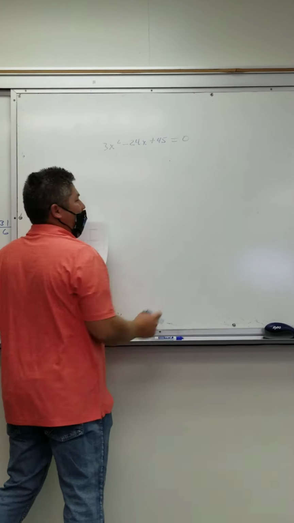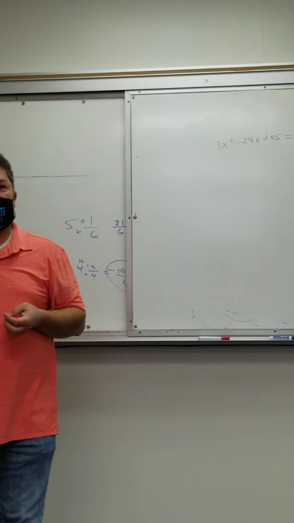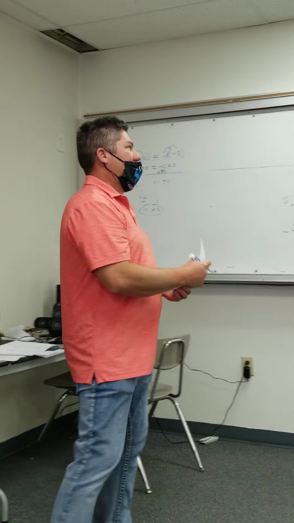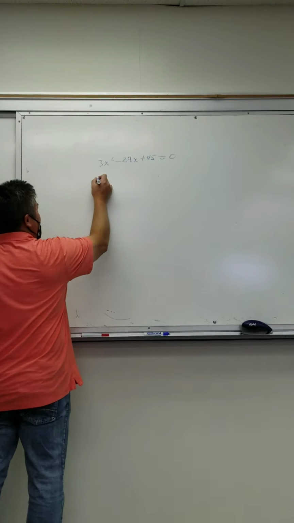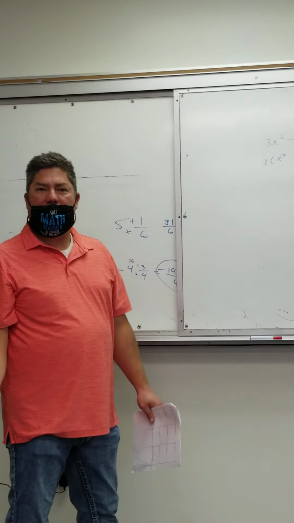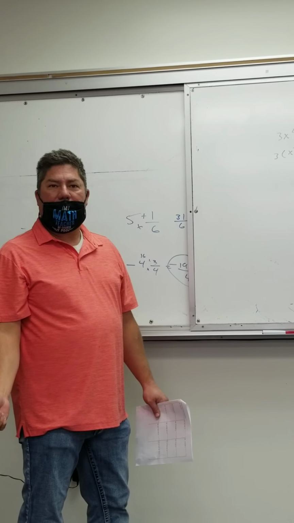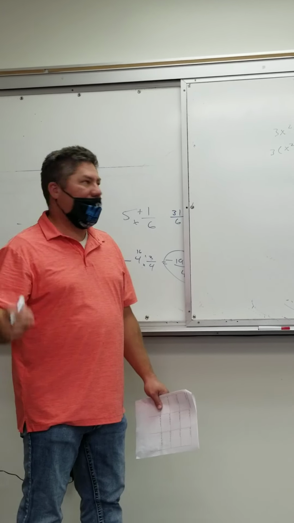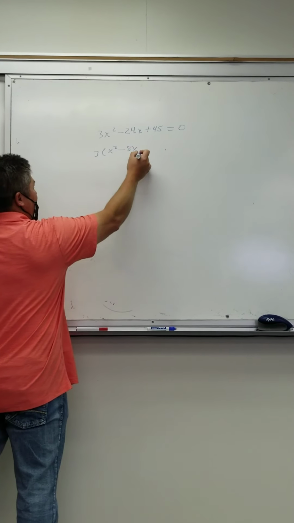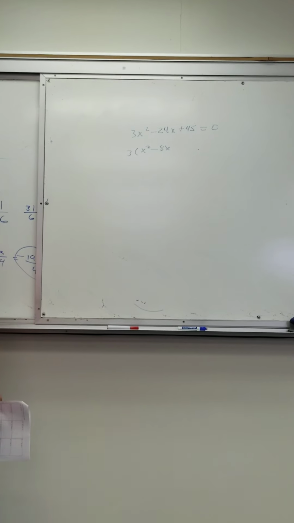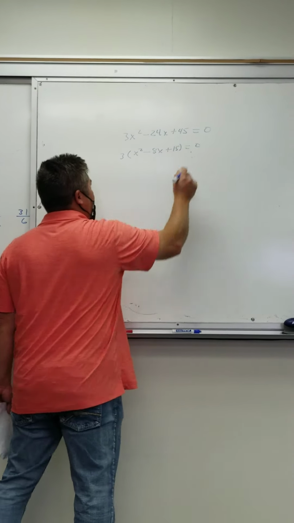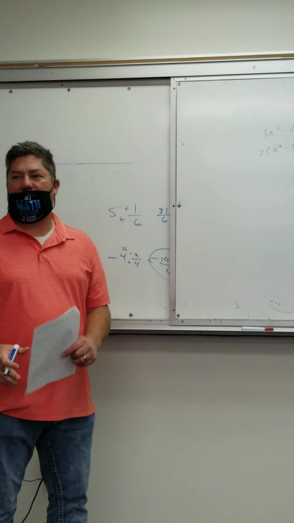I just didn't realize something. What didn't I realize? I thought this was going to be a box method, but it's not. How come? You can factor out the 3, so do that. I'll still do it so that you can see. But so what does it mean to factor out the 3? What am I going to do to each term? Divide it by 3. So 24 divided by 3 is 8x. 45 divided by 3 is 15. Equals 0.